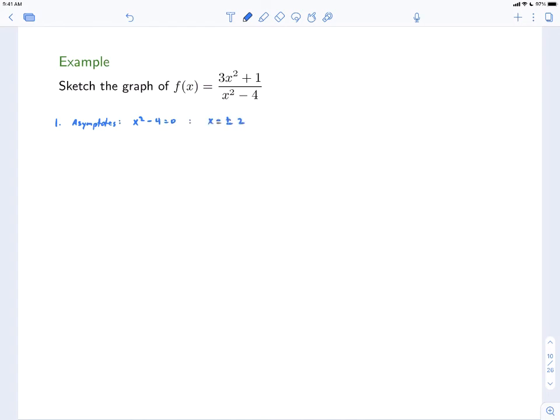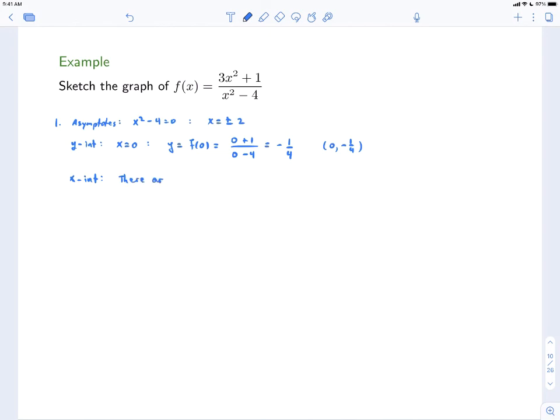Now what about the intercepts? Well, the y-intercept is just when x is equal to 0. And when x is equal to 0, y is equal to f(0), which is 3 times 0 squared, which is 0, plus 1, over 0 squared, which is 0, minus 4, which is negative 1/4. So the y-intercept is (0, -1/4). What about the x-intercepts? Well, it turns out that there aren't any in this case.